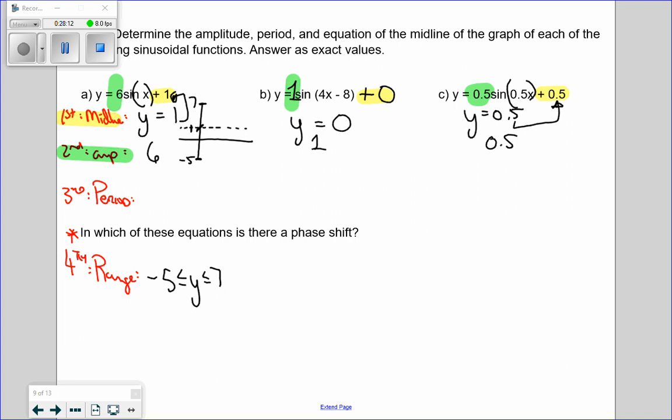So here, my midline is at 0. I'm going to go up 1 and down 1. So my range goes from -1 to 1. Here, I'm going to go up 0.5. And then from that, I'm going to go up 0.5 and down 0.5. So it's going to be 1 to 0 or 0 to 1.